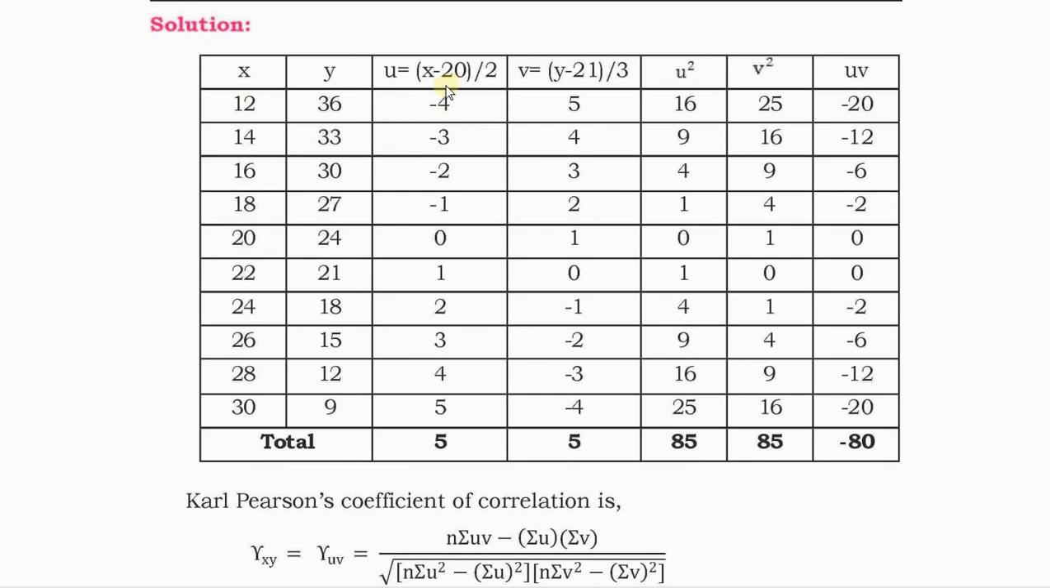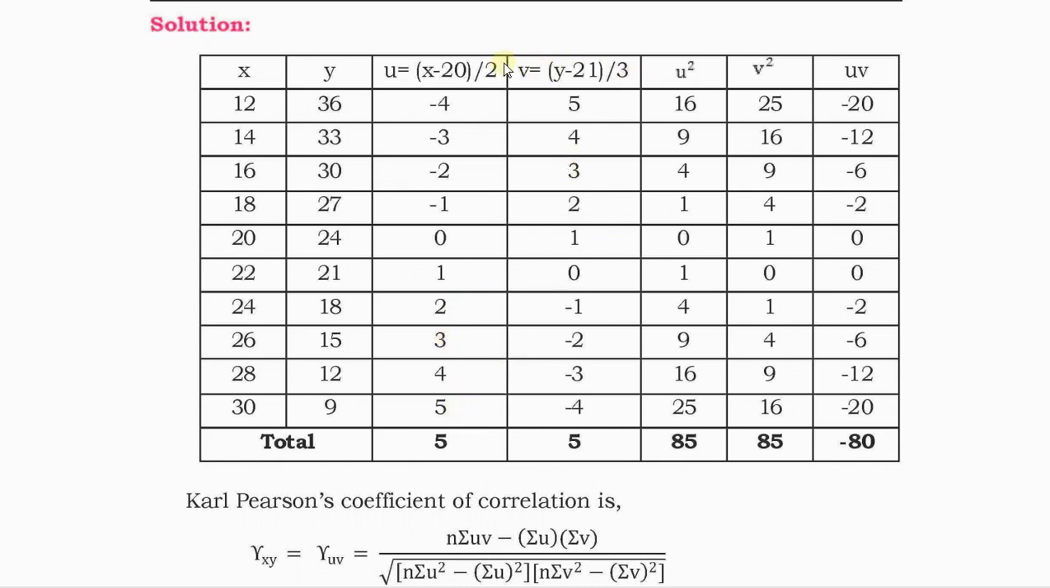So we have 12 minus 20, that is minus 8. Minus 8 divided by 2 is minus 4. 14 minus 20 is minus 6. Minus 6 divided by 2 is minus 3. 16 minus 20 divided by 2 is minus 2. 18 minus 20 divided by 2 is minus 1. 20 minus 20 divided by 2 is 0. 22 minus 20 divided by 2 is 1. Similarly 2, 3, 4 and 5.